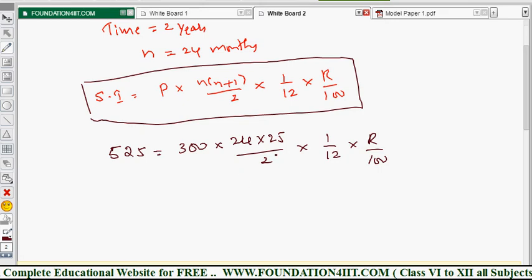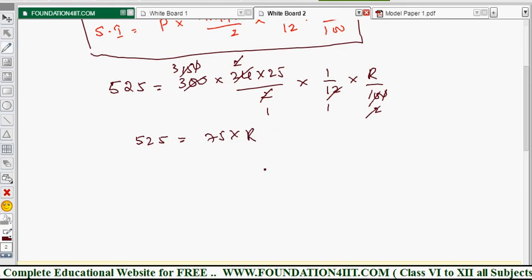Then where possible you can cancel. 2 ones are 2, 150. Again 12 ones are 12, 12 twos. So finally again you can cancel 0 0. 5 twos are 10 and here 5 threes are 15. And next 2 also get cancelled. Finally 525 is equal to 75 into r.